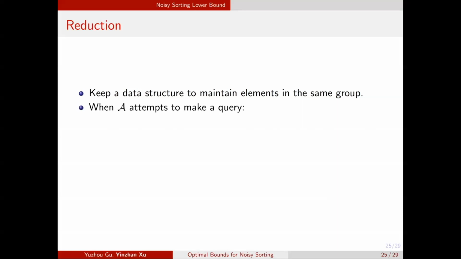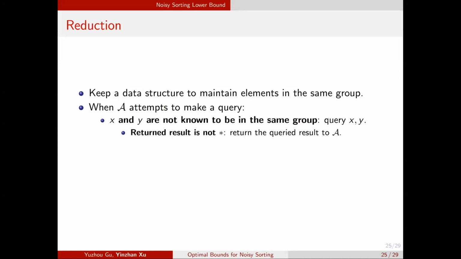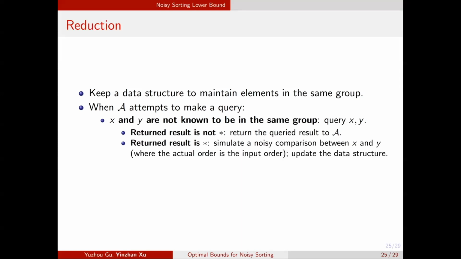Okay, so now when the algorithm A attempts to make a query, we first check the data structure to see whether X and Y are connected. If they are not connected, that means they are not known to be in the same group. So we query X and Y. If the returned result is not star, that means X and Y are not in the same group, so we return the queried result back to algorithm A. If the returned result is star, then we simulate a noisy comparison between X and Y, where the actual order is the input order. Because remember, for elements inside the same group, we enforce their order to be the input order. And then we also update the data structure by adding an edge between X and Y.